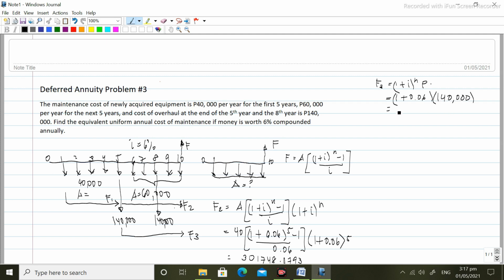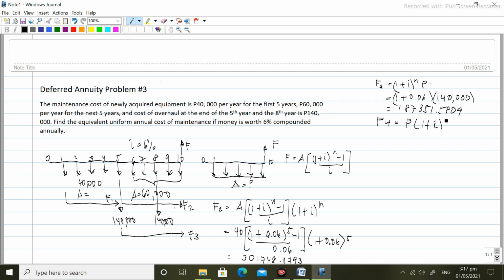So, meron tayong value na 187,351.5809. So, okay lang, 3 decimal places, class. Then, F4, ganun ulit, compounded interest din tayo.